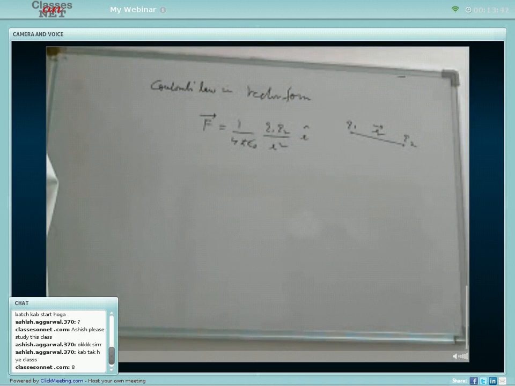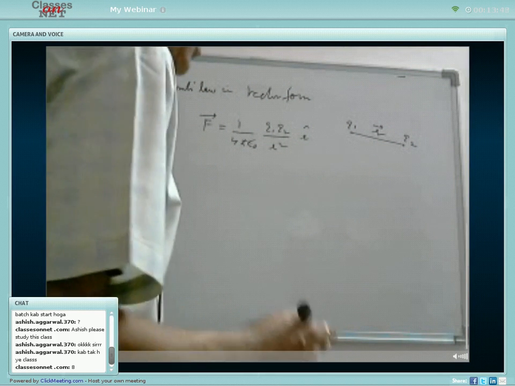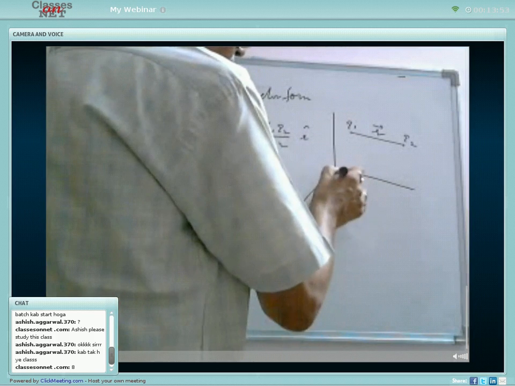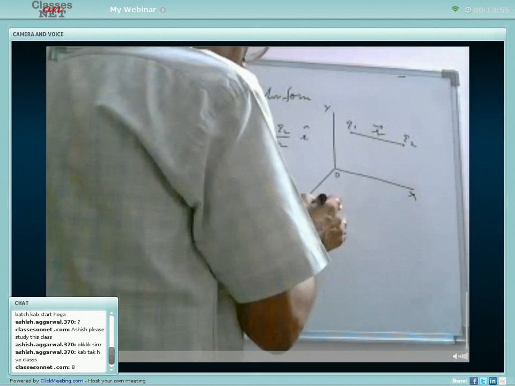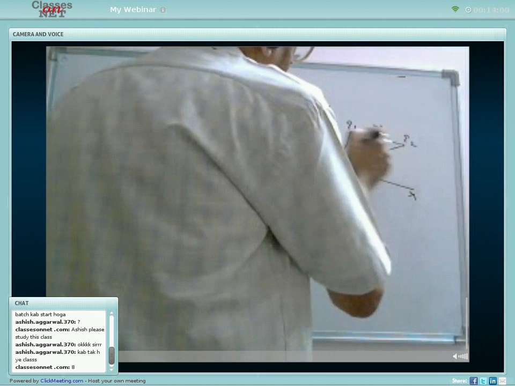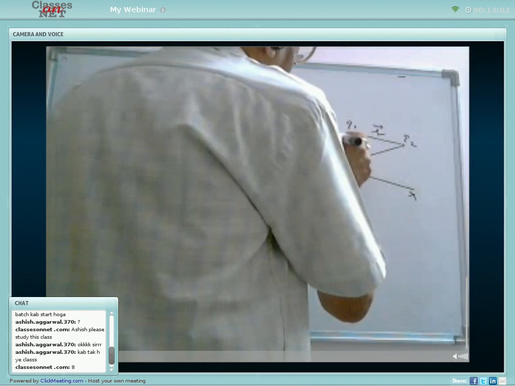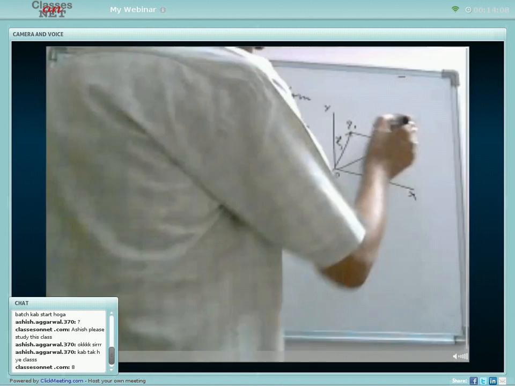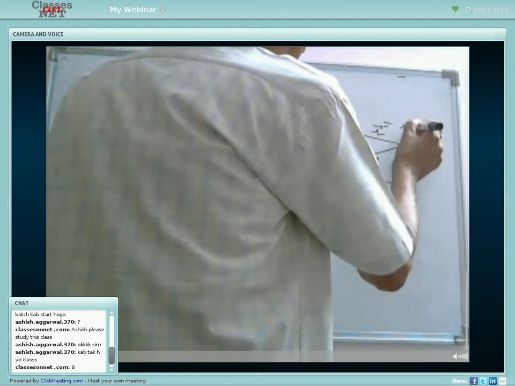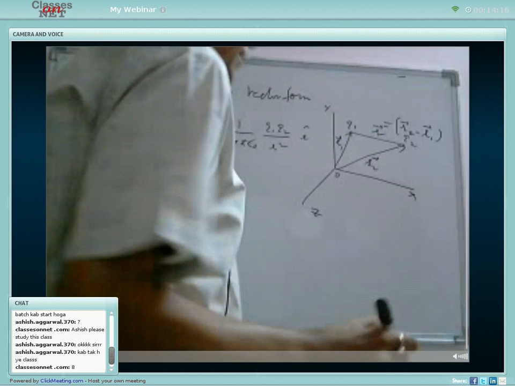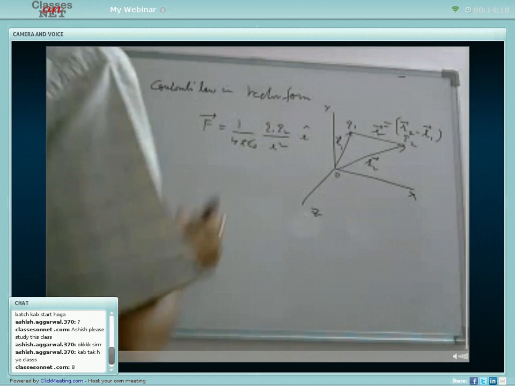If we want to write Coulomb's law in terms of position vectors, then we can proceed as follows. We have three axes. Then we can join. This is your vector r1, your vector r2. Then r is equal to r2 minus r1. Vector r is equal to r2 minus r1.